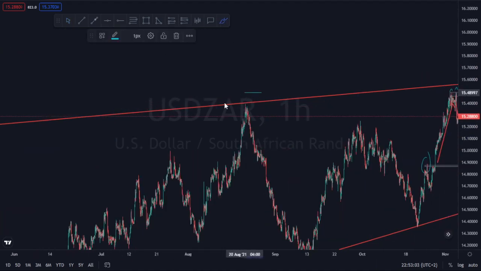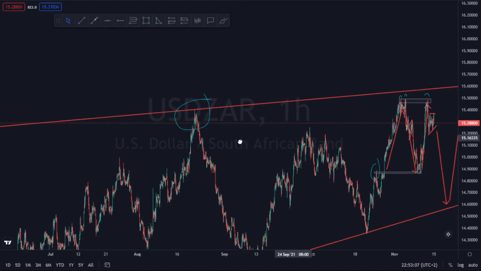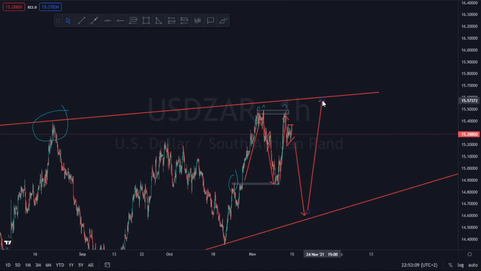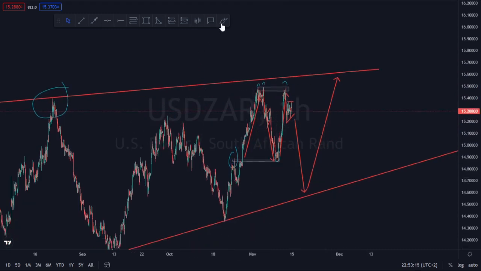This will be our second touch, and once price gives us that buy from this low, the buys from this low, it will then give us our third touch. And you know that at the third touch, guys, the trend line is confirmed.